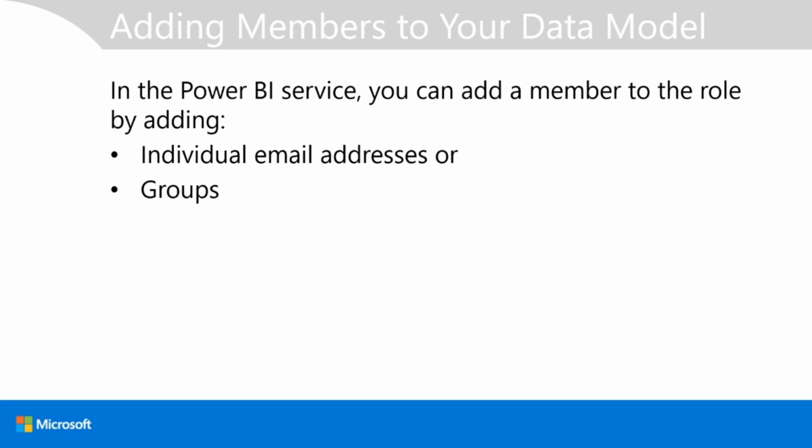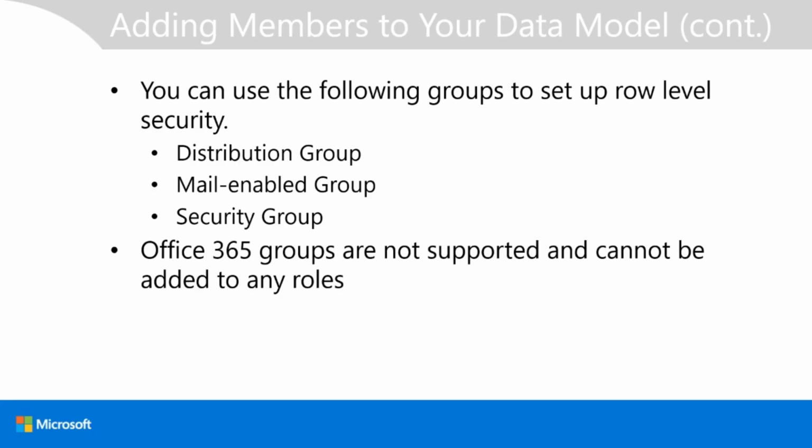So in the Power BI service, we can add a member to the role by adding individual email addresses or groups. And we can use the following groups to set up role level security. Either we can use a distribution group, a mail-enabled group, or a security group. But Office 365 groups are not supported and cannot be added to any roles.